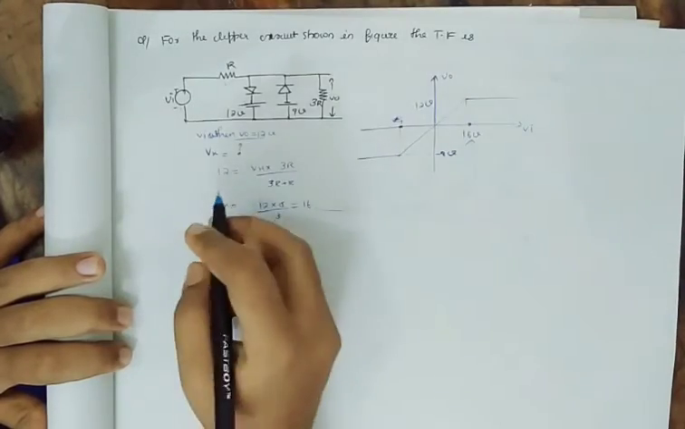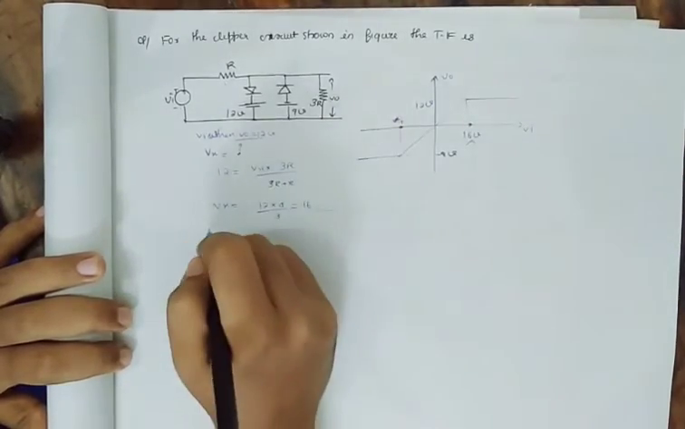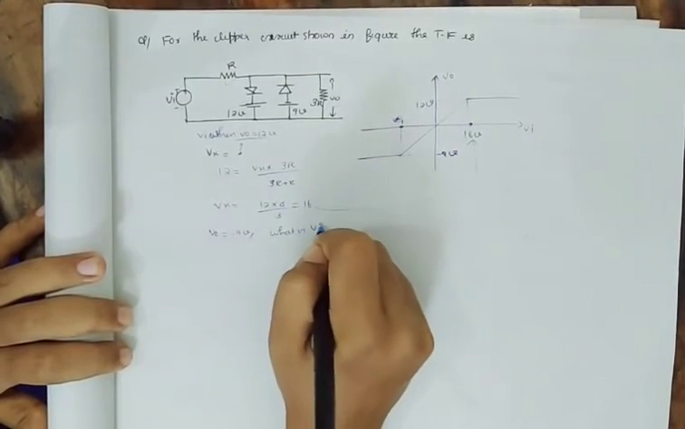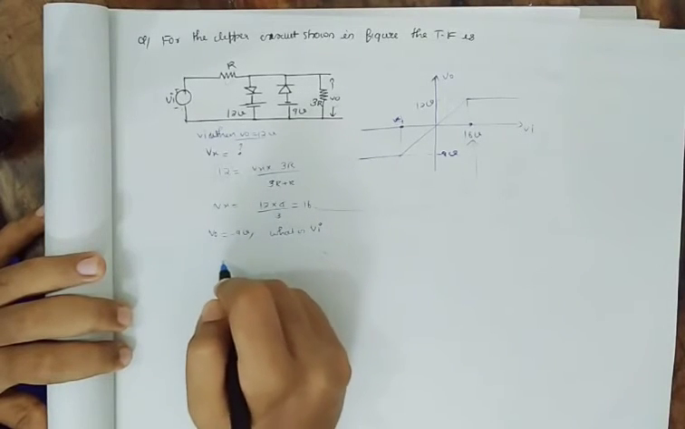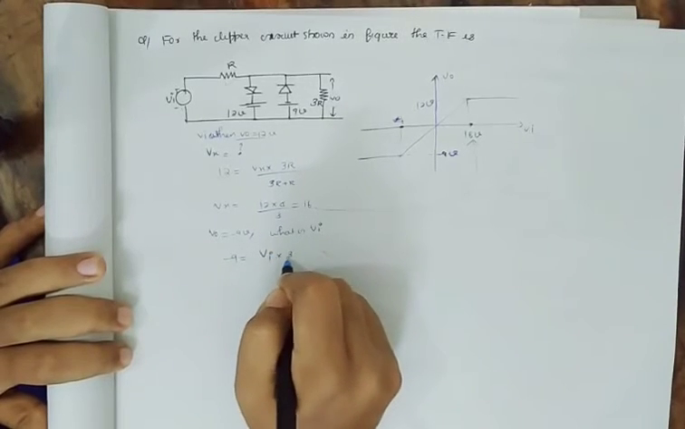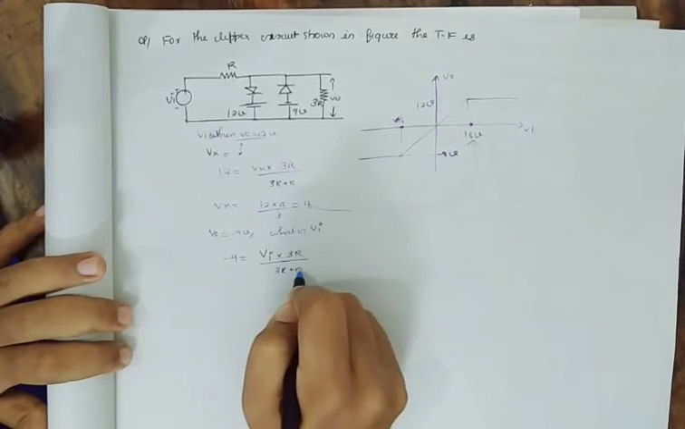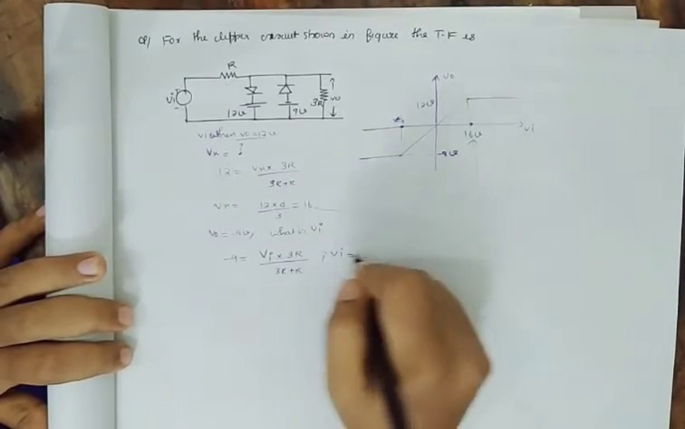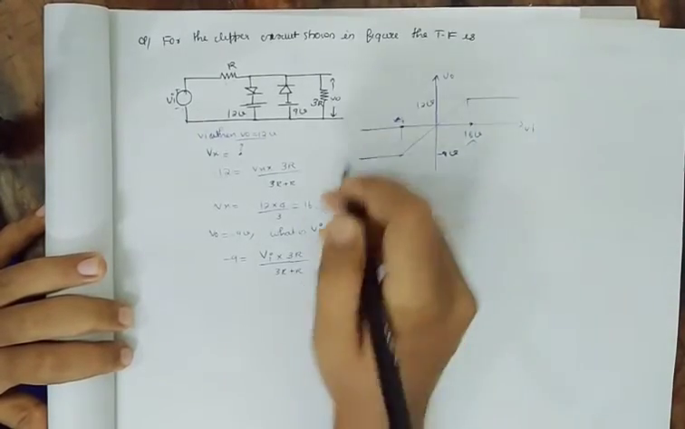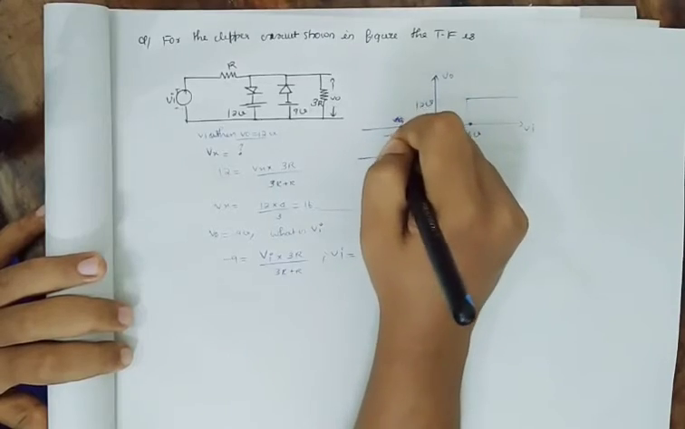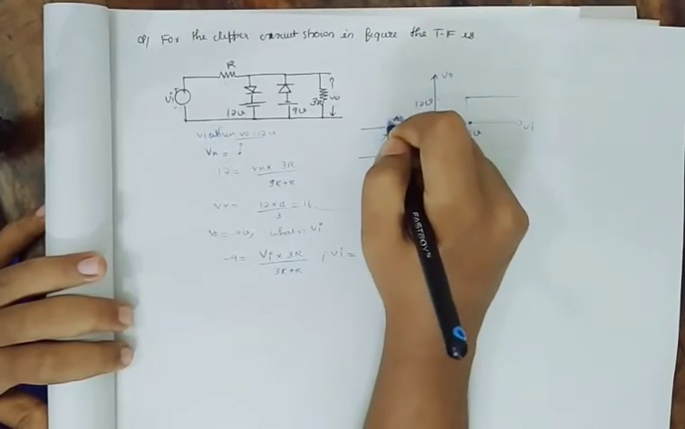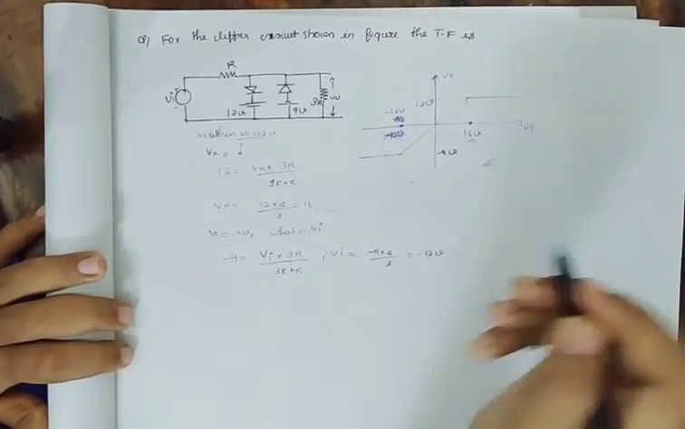So it goes here. And now at this point V0 equal to -9 volt. What is VI? So -9 equal to VI into again 3R divided by 3R plus R, and VI is equal to -9 into 4 divided by 3, which is equal to -12 volt. So the answer is -12 volt. This is how it looks, -12. Okay, so this is the transfer function.